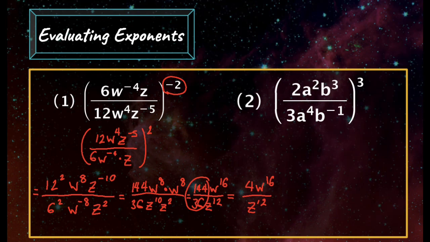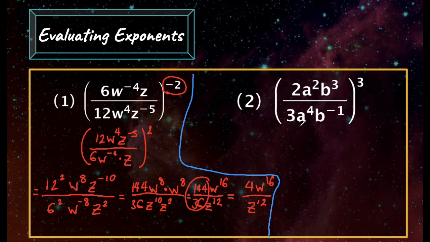Barrier here to separate the two questions. And number 2 asks 2 times a squared times b to the 3rd power divided by 3 times a to the 4th times b to the power of negative 1, all raised to the power of 3.